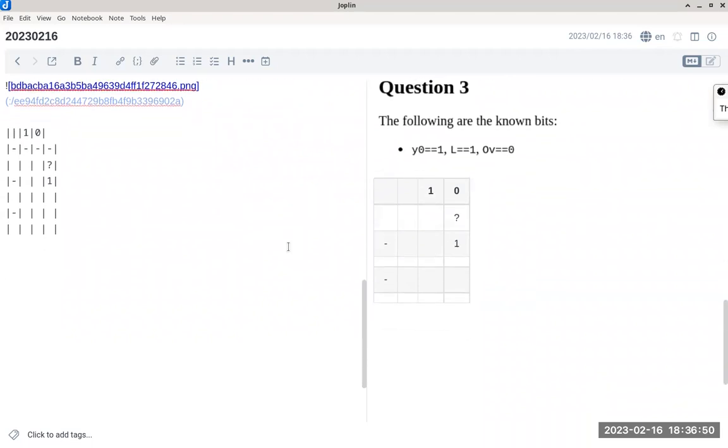And then we have the extra stuff, which are the flags. So we have L being 1, which is given to you. Overflow is a 0, also given to you. And that's it. So we have to figure out, okay, let me put a question mark where we need to figure out something. This we need to figure out. This we need to figure out. This we need to figure out. And this we need to figure out as well. Okay.